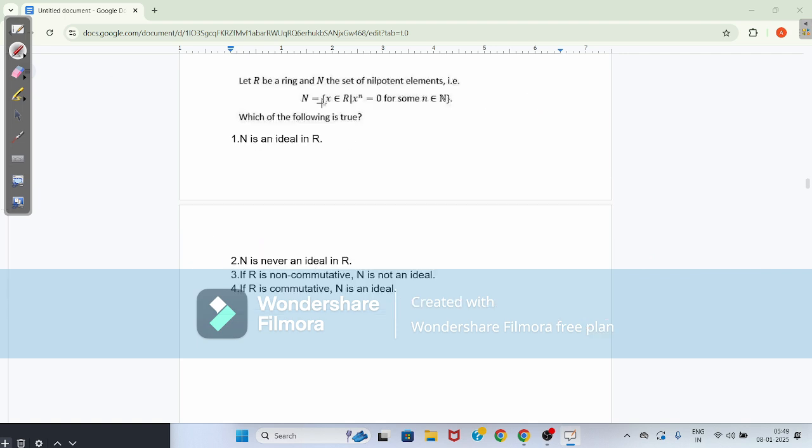Now, given R is a ring, and n is the set of nilpotent elements, so x power n, this formula implies nilpotent. When this condition is satisfied, n is not always an ideal. This value is not always true here. It is not never true; sometimes it can be true here.